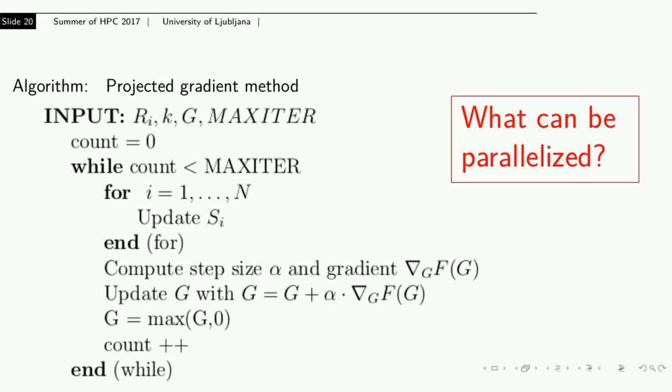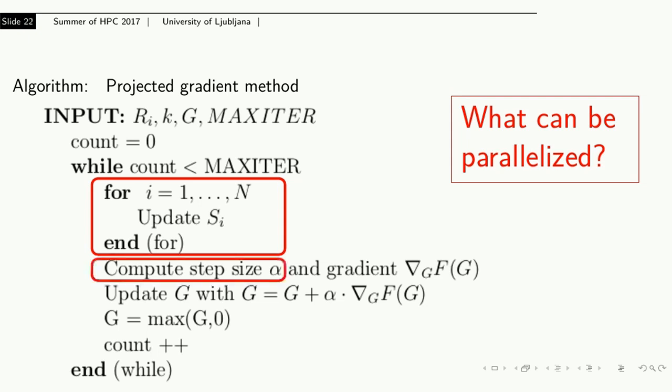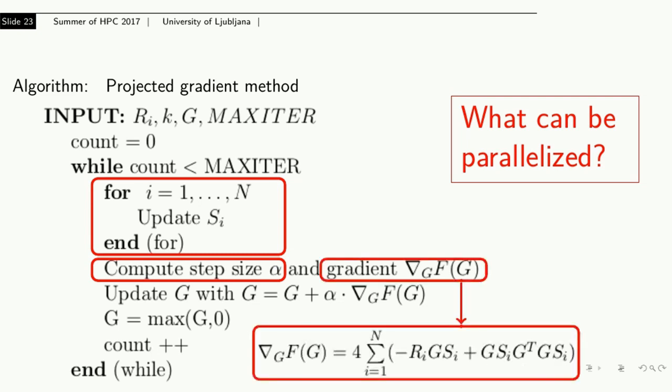Similar to the other method, we can again parallelize the for loop to compute Si. Also, the computation of the step size can be parallelized. Moreover, we can calculate the gradient in the same for loop where the matrices Si are computed.